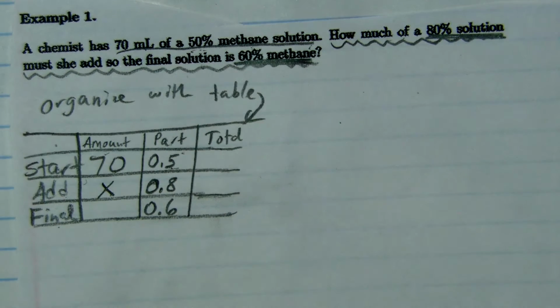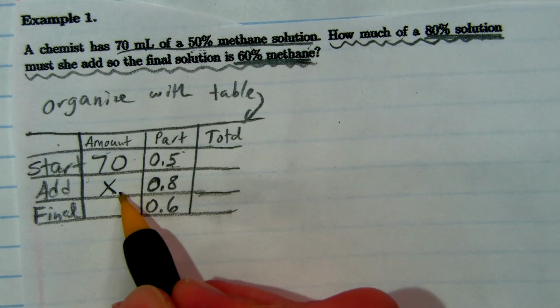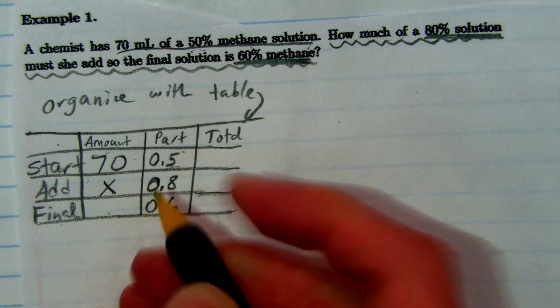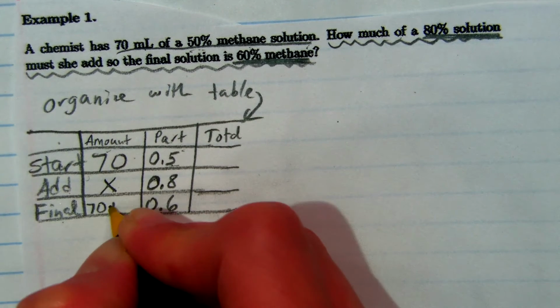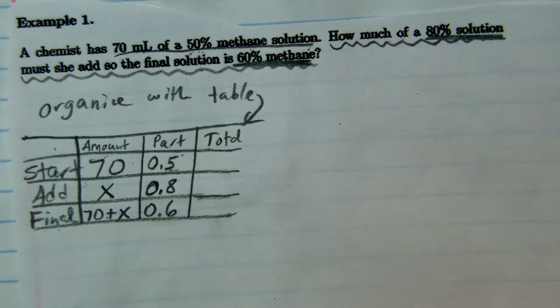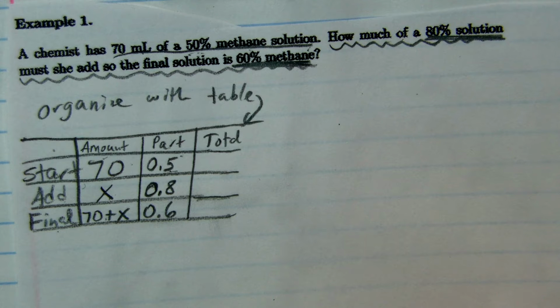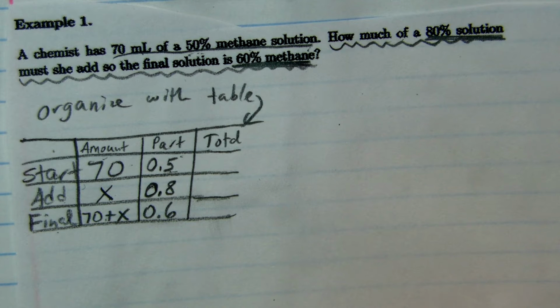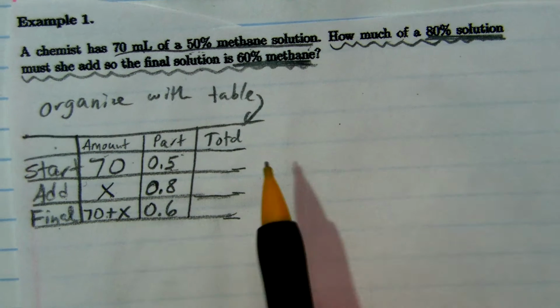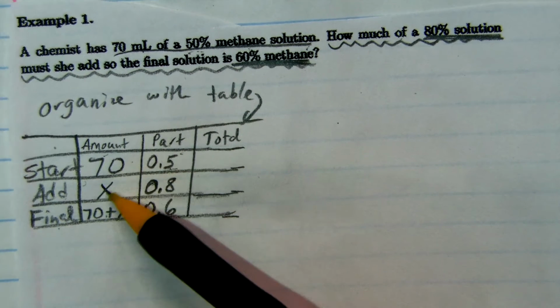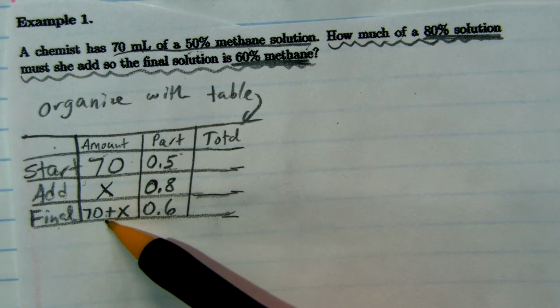Now, we're starting with 70 and we're adding some more. So under the final amount, we're just going to add the 70 and the X together because we don't know what X is. And we're going to call that 70 plus X. Okay? Just stay with me. It's going to be fine. So we started with 70. We're adding some, which means we're going to end up with 70 plus X.